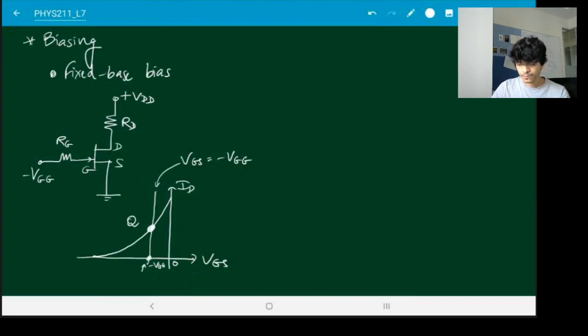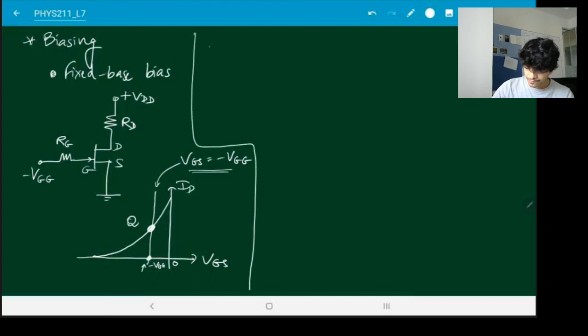We've already seen for BJTs how to get the Q point. In this particular case, for the fixed base bias where VGS is constant, this is the Q point. You can call this VGS equal to VGG. This line you can call the load line of this particular setting for this circuit.